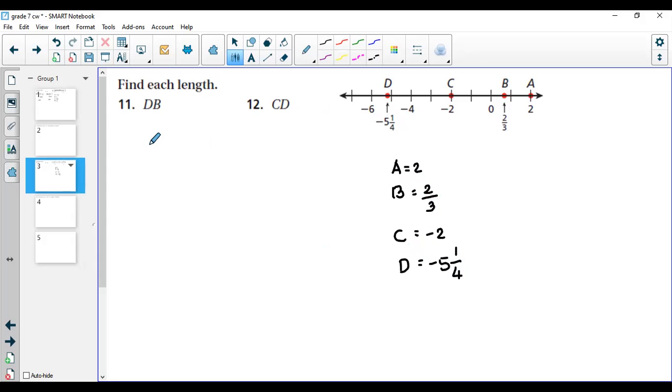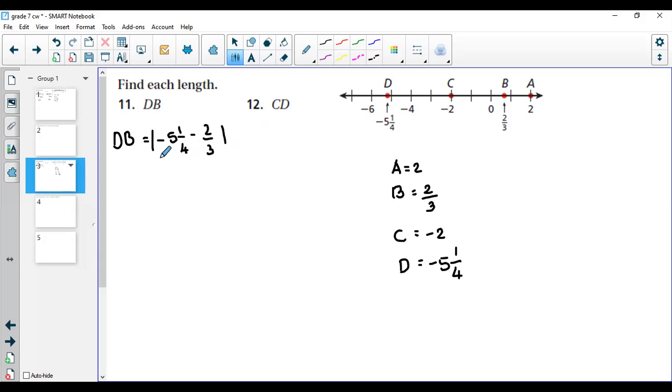All right, moving to the question, DB. So they want you to find the distance between D and B. So put them inside the absolute value. What is DB? D is negative 5 1 over 4 and B is 2 over 3. So whether you write negative 5 1 over 4 minus 2 over 3 or 2 over 3 minus 5 1 over 4, it's going to be the same. But let me put the bigger number first. So that's negative 5 1 over 4, minus 2 over 3.